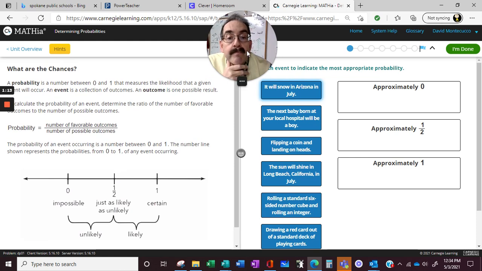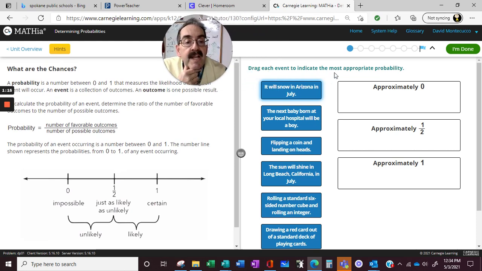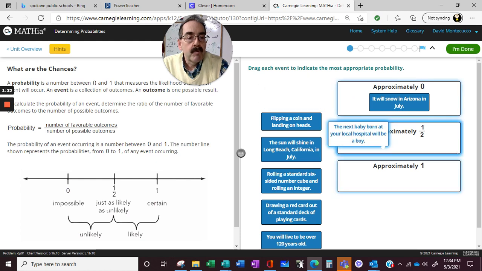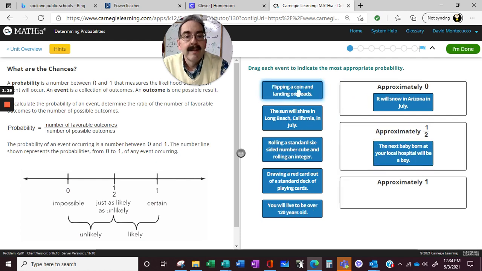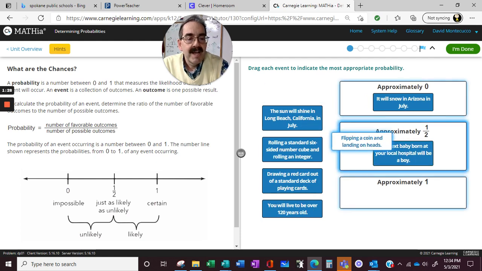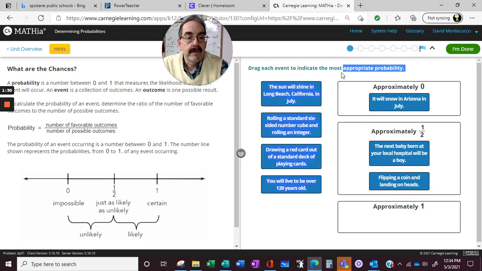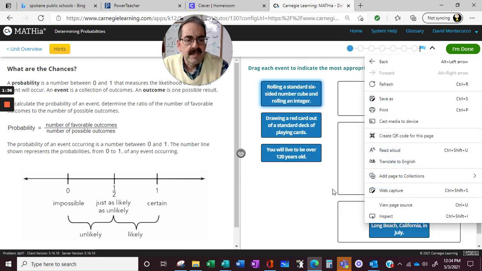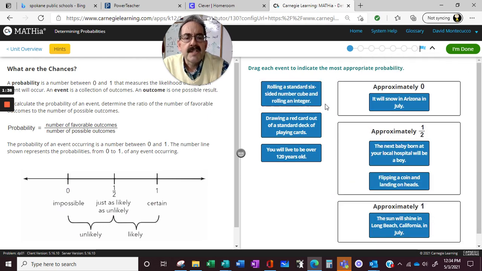Okay, so drag each event and indicate the most appropriate probability. It will snow in Arizona, 0. The next baby born in the local hospital will be a boy, half. Flipping a coin, landing on heads, half. The sun will shine in Long Beach, California in July, most of the time. Rolling a standard 6-sided number cube and rolling an integer.